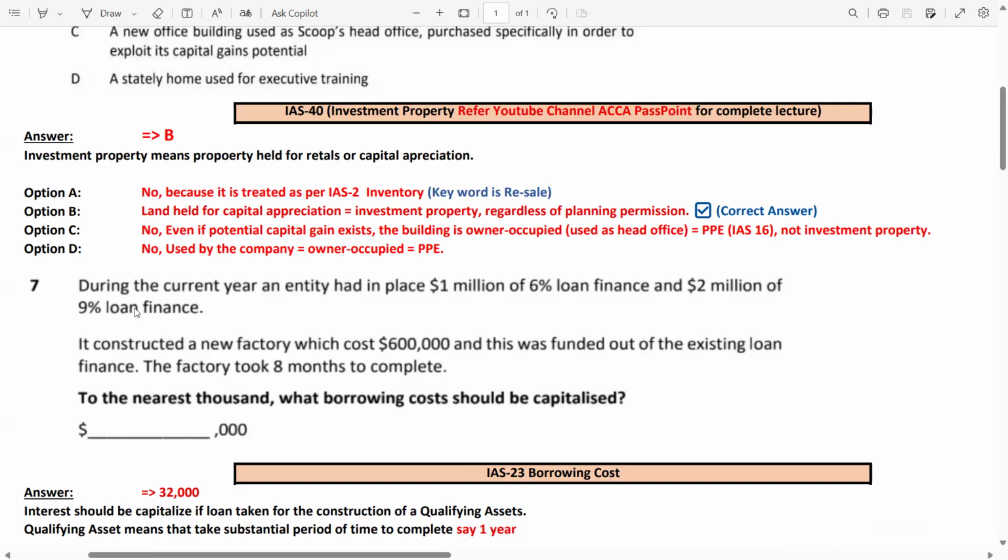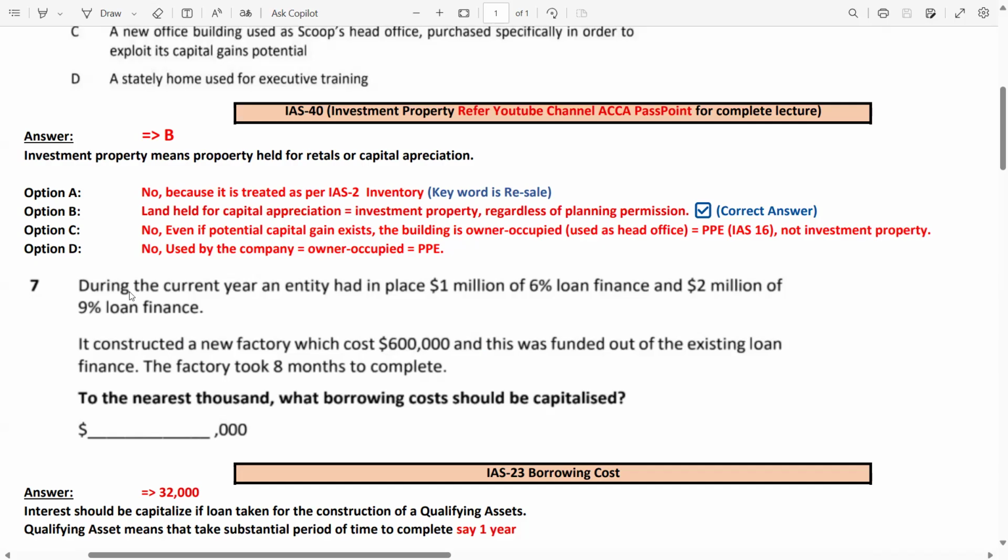Question number 6. During the current year, an entity had in place 1 million of 6% loan finance and 2 million of 9% loan finance. So this is some kind of IAS 23 borrowing cost, because we have understood it by the terms loans and interest. Let's read further. It constructed a new factory which cost $600,000, and this was funded out of the existing loan finance. The factory took 8 months to complete.